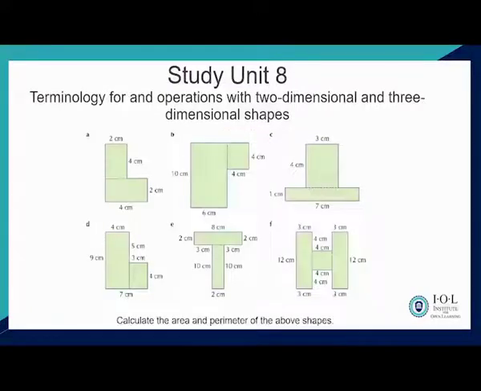Good. Let's take this one, number A. I bought a farm, or I bought something. That's only the plan that I have of the farm. 2 centimeter, 4 centimeter, 2 centimeter, 4 centimeter. Now you see on the left hand side, there's no length. But if you look on the right hand side, it's 4 plus 2. So the length on the left hand side is 6.